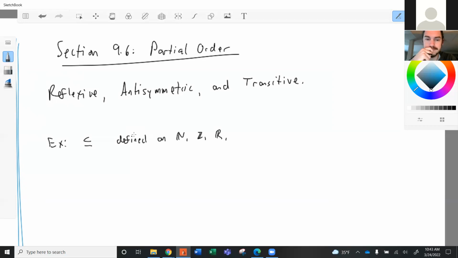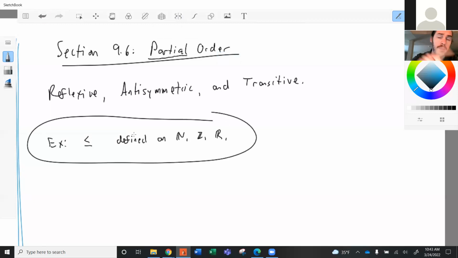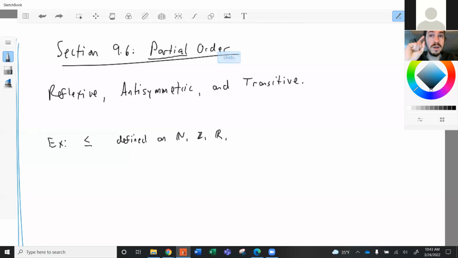So less than or equal to is reflexive because of the "or equal to" part. It's anti-symmetric, as we've talked about before, and it is transitive, as we've talked about before. So that's a partial order. The reason it's called partial order is because in general, you don't necessarily need to have any two elements comparable to one another. However, with this as our typical example, any two elements are comparable.